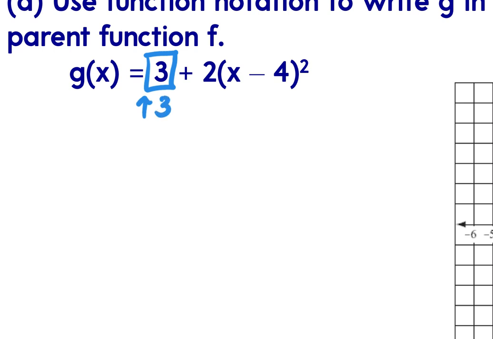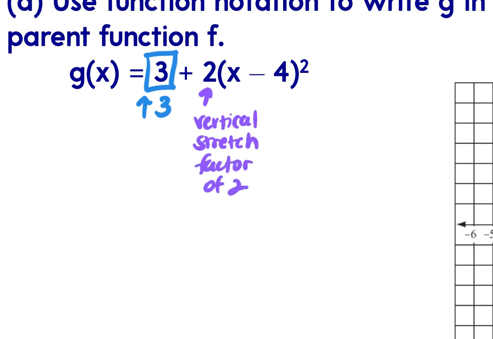The 2 on the front of the function is causing what? What kind of dilation? Vertical or horizontal? Vertical. Stretch. Factor of 2. And the minus 4 inside the parentheses is causing? Good. A shift right 4. Typically, you don't have to say a vertical shift up 3 or a horizontal shift right. If you say up, I know it's vertical. If you say right, I know it's horizontal.